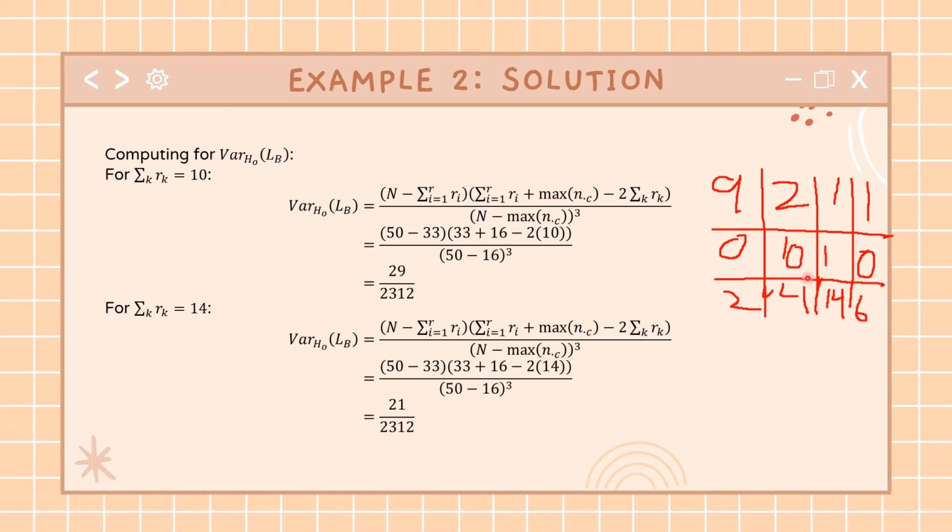Kapag third column naman yung i-consider natin as highest column total, ang R's of k na makakompute natin ay 14. Kasi 14 lang, itong value lang na 14 yung highest sa third row. So, ang makakompute natin na variance ay 29/2312 kapag i-consider natin itong second column, or 21/2312 kapag i-consider natin itong third column.